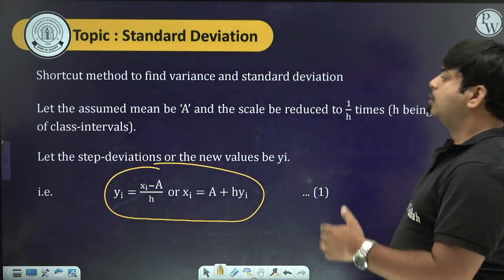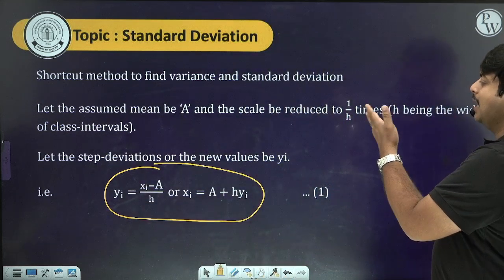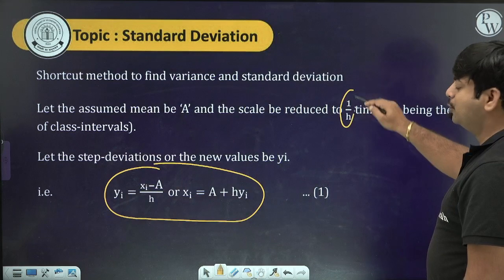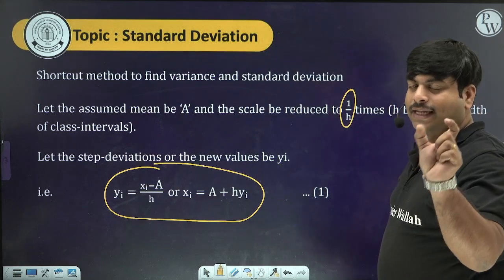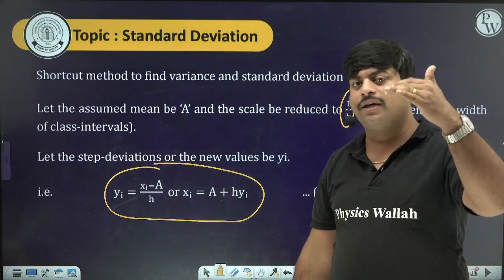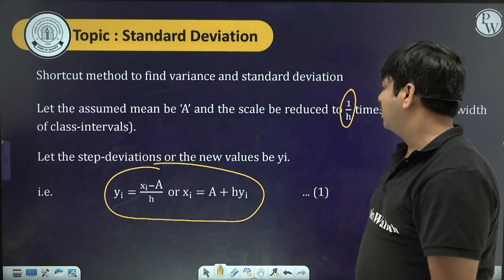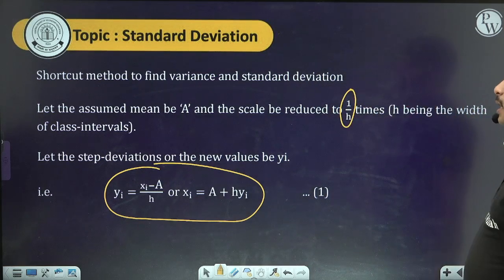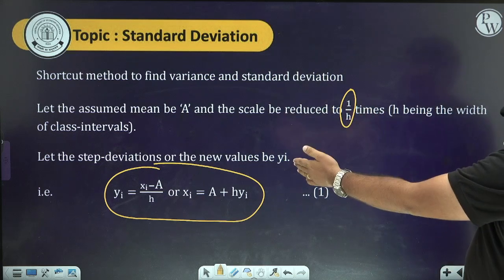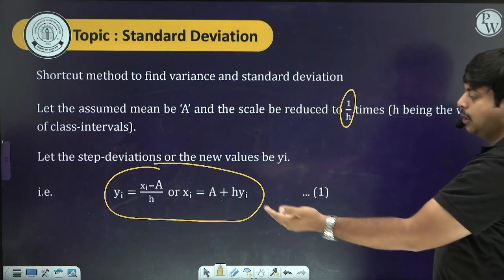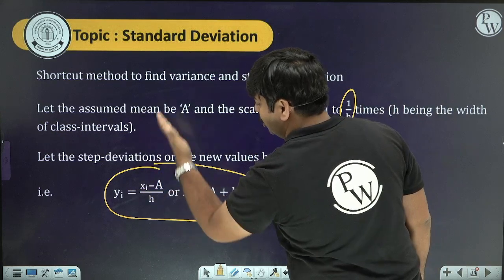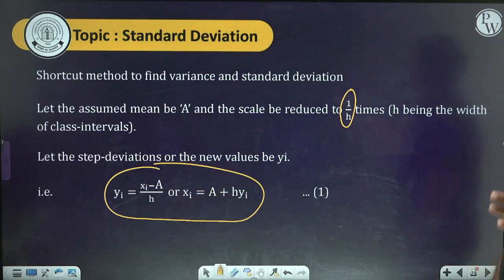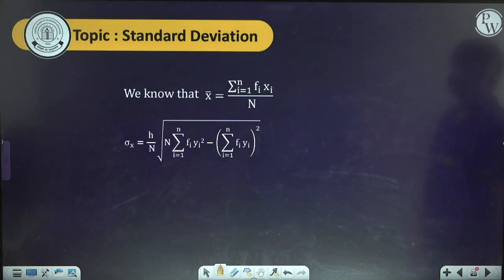Okay, so let the assumed value be A and the scale be reduced to 1 by h times, if the class is like 10 to 20. Okay, so we are trying to reduce the class by 10 times. Okay, so h being the width of the class intervals. So now we need to have the new value yi as a new observation, which is xi minus a by h. Okay, so let us take a question on that. Let's try to solve with that.